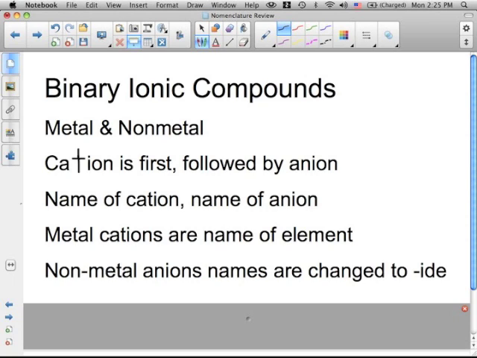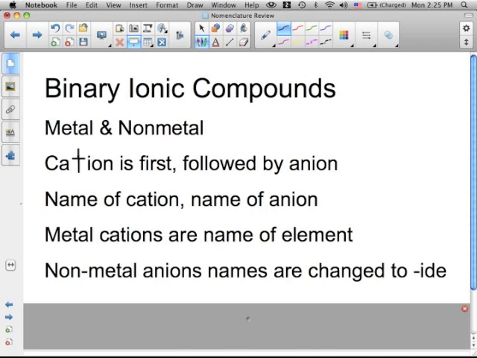The name of the metal cation is simply the name of the element. The nonmetal anion names have their ending changed to IDE. For instance, oxygen becomes oxide. Phosphorus becomes phosphide. Sulfur becomes sulfide. You change the end to IDE. That's how you name binary ionic compounds.